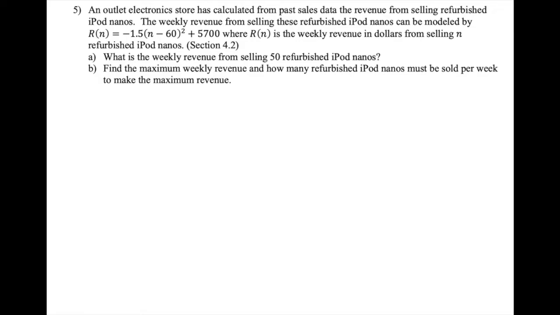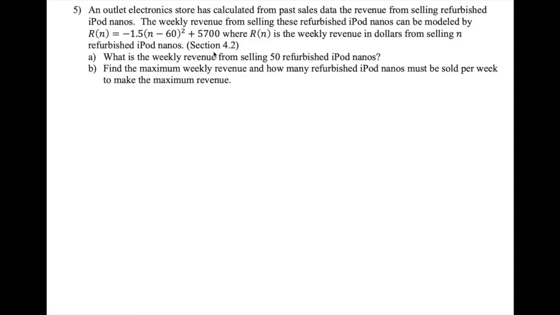Question number 5. The weekly revenue from selling the refurbished iPod Nanos can be modeled by this function shown here. It's a quadratic function given in the vertex form. Based on that, they want to know part A: what is the weekly revenue for selling 50 Nanos?